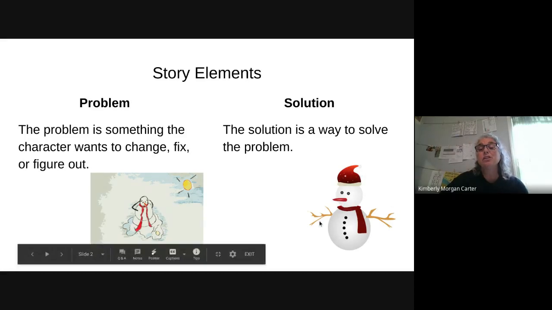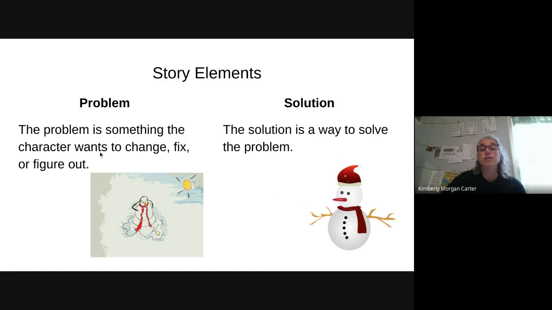And so here our snowman is not melting. Look how sad his face looks. So the problems are just something the character wants to change, fix, or figure out. And the solution is the way they solve the problem.